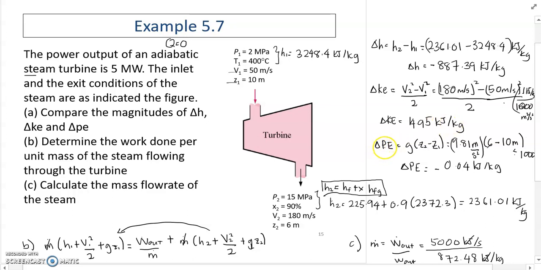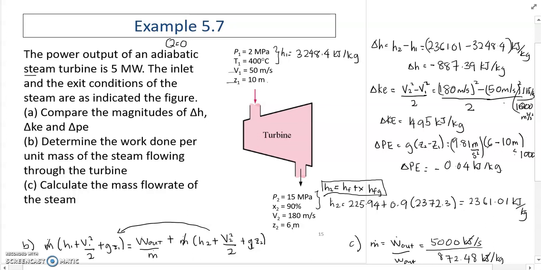Now delta potential energy. The formula is g times Z2 minus Z1. Z is already given in the figure, so you just plug in. G, gravitational acceleration, is 9.81 meter per second squared, Z2 is 6 minus Z1 of 10 meter. Remember, you need to divide by 1000 to convert from meter squared per second squared to kilojoule per kg. Once you divide by 1000, you will get delta PE as negative 0.04 kilojoule per kg.